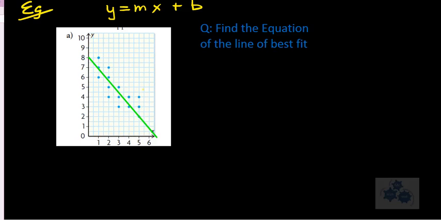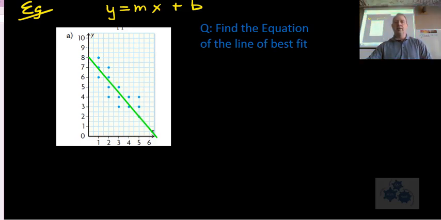Okay, so here's an example where we have a scatter plot, and with a ruler, you've made a line of best fit that goes through many of the points, in between all the points.